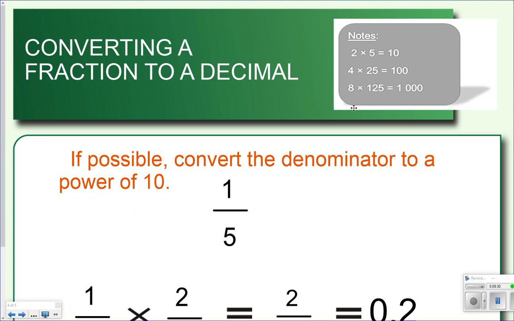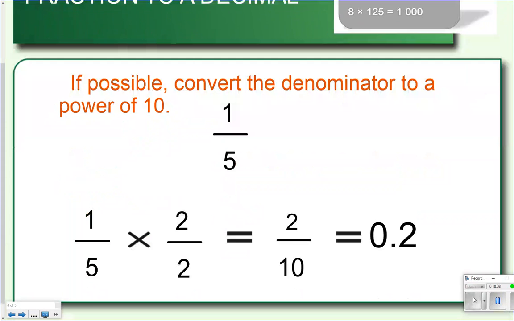Why? Because I use it to convert the fraction from any denominator to 10, 100 or 1000 to make it able to be written as a decimal. Here the question: if possible, convert the denominator to a power of 10. Power of 10 meaning 10, 100, 1000 and so on. The fraction here is 1/5. The denominator here is 5. To make it a power of 10, we will go to this note. This note says if we have 5, multiplied by 2 makes it 10. Okay, I multiply 5 by 2 to make it 10.